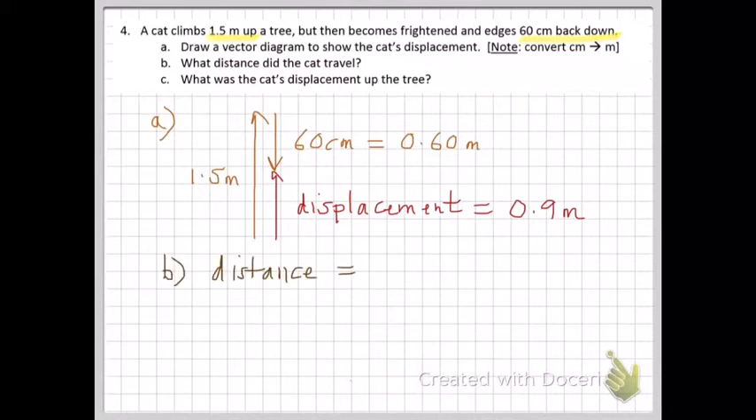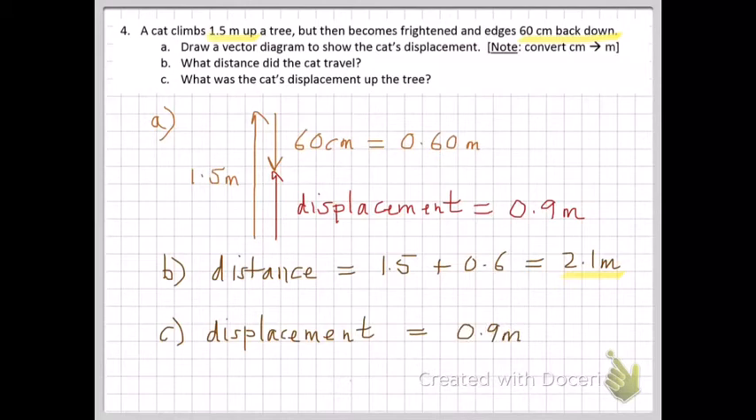So B, the distance, is of course 1.5 plus 0.6 meters for a total of 2.1 meters, but the displacement from the diagram is 0.9 meters, and remember a vector needs to have direction, so we must give the direction. In this case it's up. The change in position is 0.9 meters up.